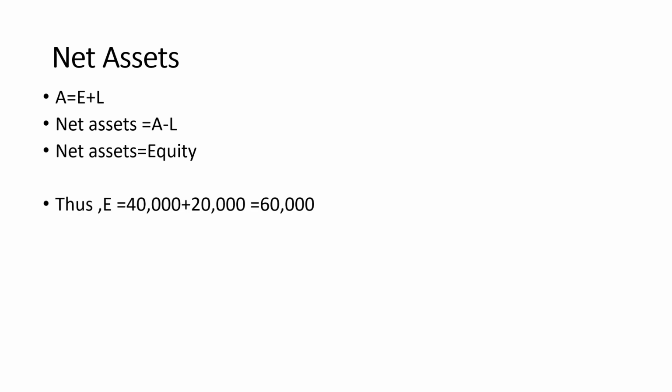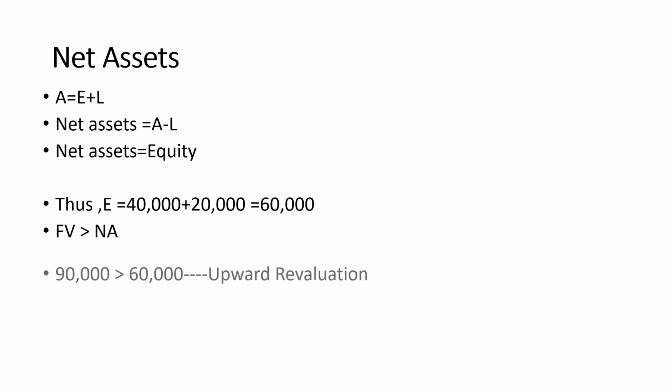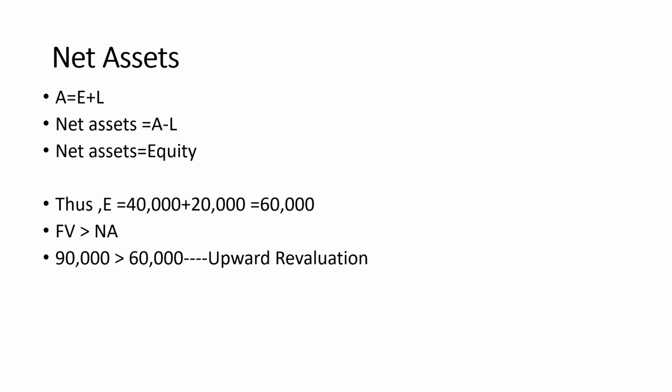In this company, equity is 40,000 of stated capital and 20,000 of retained earnings as at 1st of April 2018. Therefore, the equity balance is 60,000. Now it says the fair value is greater than the net assets, which means the fair value is 90,000 and it's greater than the net assets. So you can see there is an upward revaluation.